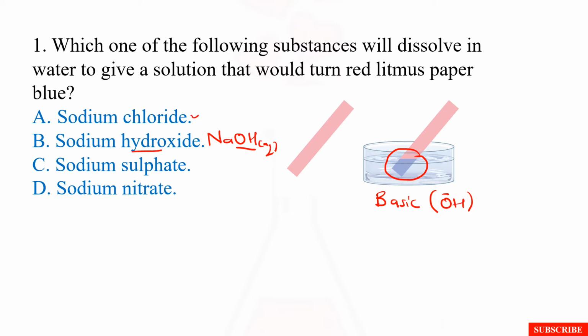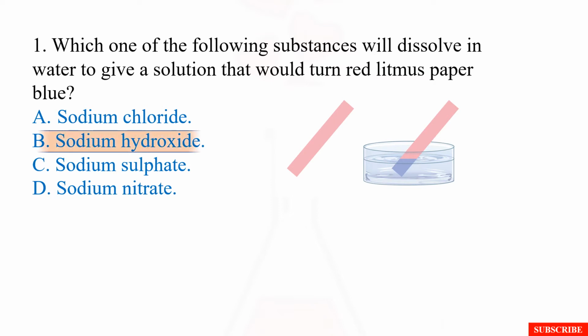However, when you look at A, C, and D, these are salts. When we dissolve these salts in water, they will form neutral solutions, neutral to a litmus paper. Meaning, if we place the red litmus paper in each of these three salts, we are likely to see the red litmus paper remaining red. As such, the best option becomes B, sodium hydroxide.